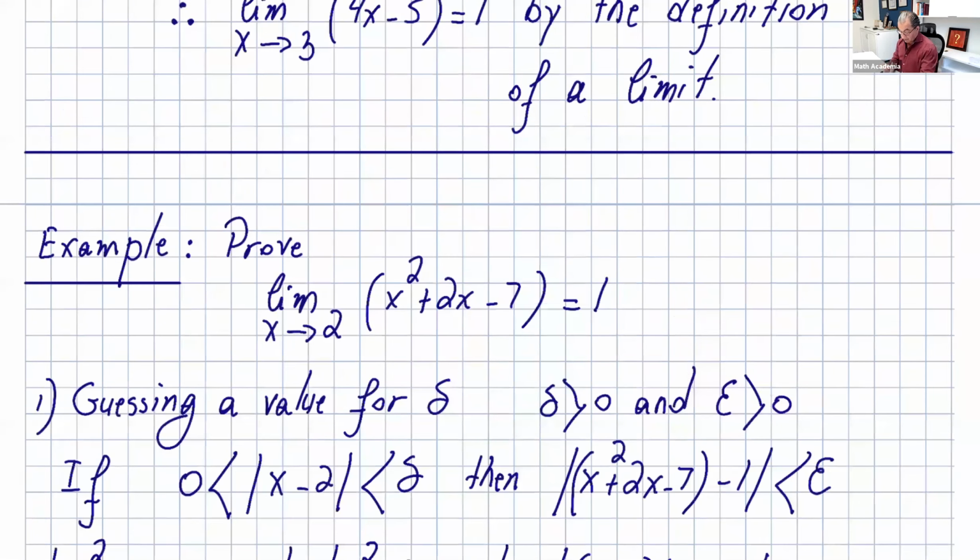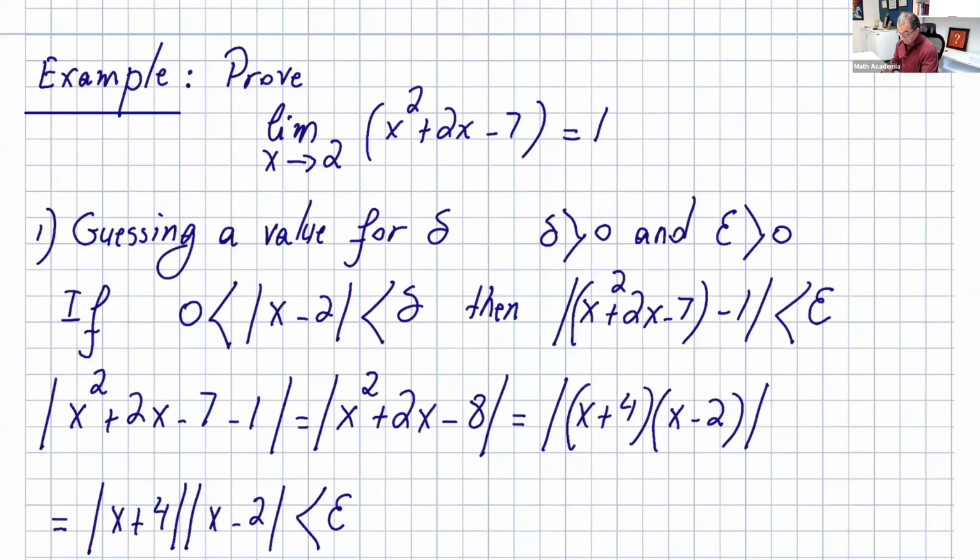Let's do another example. This is not a linear function anymore. That's a quadratic, or a polynomial. So what we want to show is the limit as x approaches 2 of x squared plus 2x minus 7 is 1. Step number 1, guessing a value for delta. Always remember delta and epsilon are positive numbers. So let's write the statement. If the absolute value of x minus 2 is between 0 and delta, then we should have the absolute value of x squared plus 2x minus 7 minus 1 is less than epsilon.